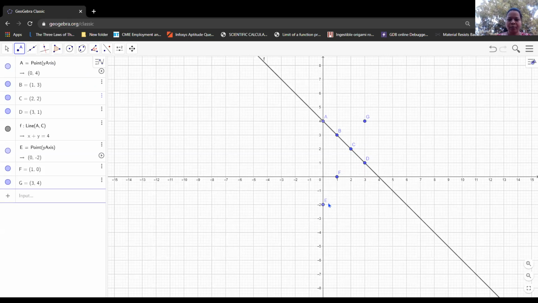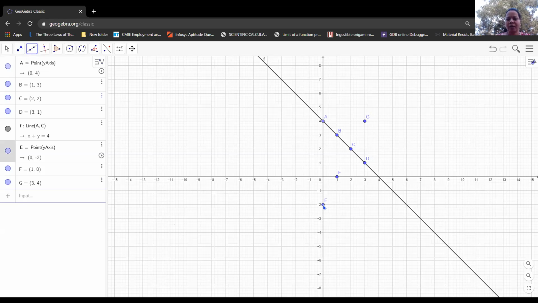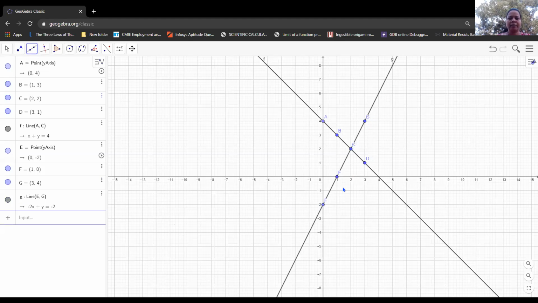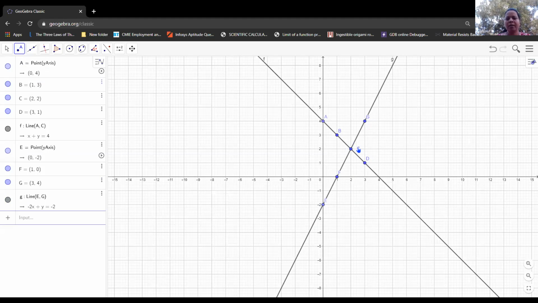If we observe the points E, F, C, and G, these four points are collinear. That is, if we draw a line passing through the points E and G, we see that it is a straight line graph. And we observe that the point C is a common point, a point of intersection, of both the lines. So the point of intersection is C and its coordinate is 2, 2.